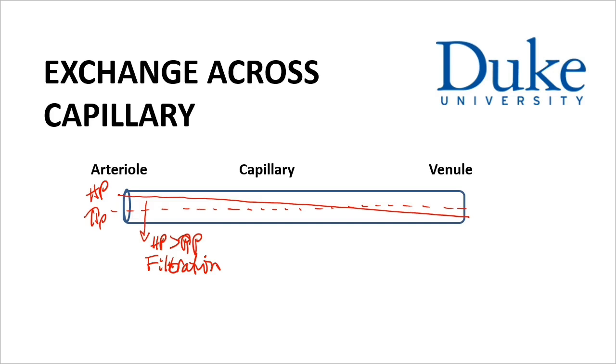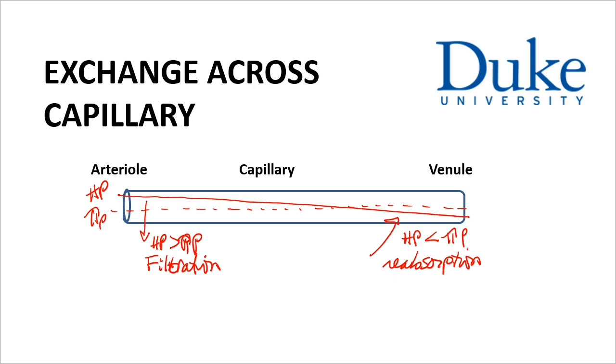On the opposite side, on the side towards the venule, now the hydrostatic pressure is less than the oncotic pressure. And under these conditions, fluid is attracted back into the capillary. And that's due to the proteins which are present within the blood, and this is predominantly albumin. So under these conditions, we have reabsorption. Reabsorption occurs when the oncotic pressure is greater than the hydrostatic pressure, and this is under normal conditions.